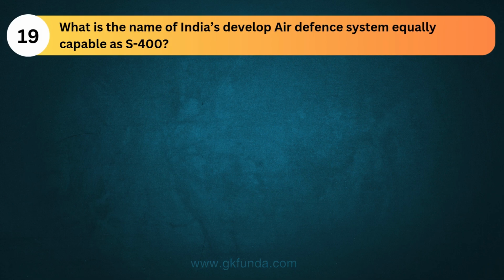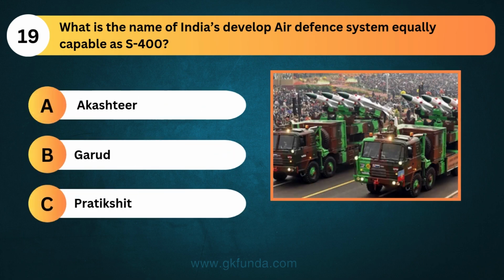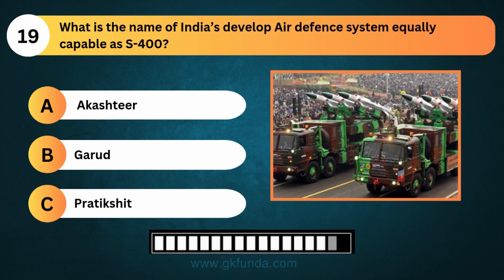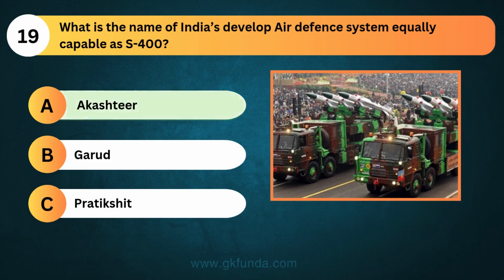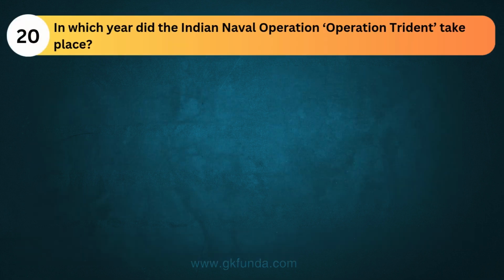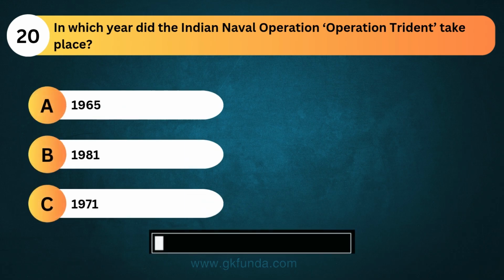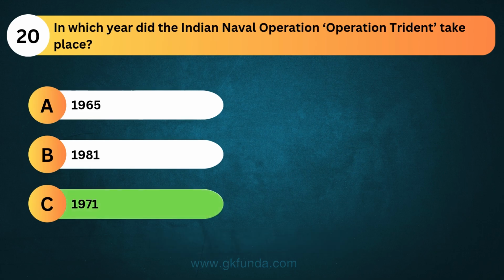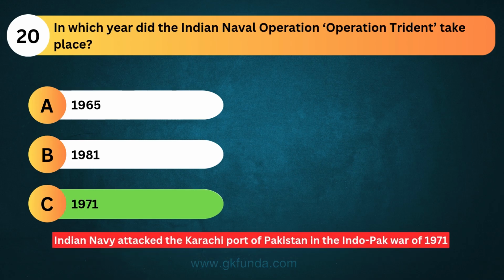What is the name of India's developed air defense system equally capable as S-400? The answer is option A, Akashteer. Developed by Bharat Electronics Limited, it automates detection, tracking, and engagement of aerial threats like drones and missiles. In which year did the Indian naval operation Operation Trident take place? The answer is option C, 1971. The Indian Navy attacked the Karachi port of Pakistan in the Indo-Pak War of 1971.